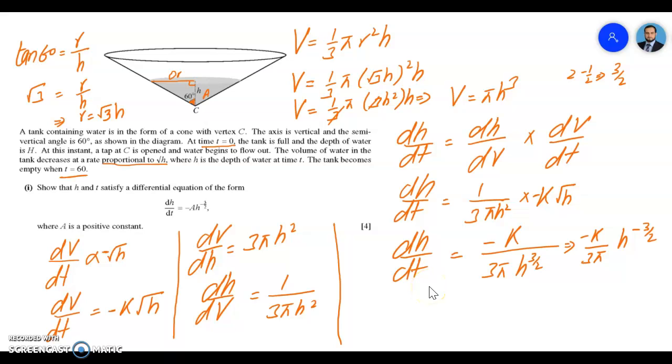From here, it says we should give the answer dh by dt equal to negative a times h to the power of negative 3 by 2. So a is what here? k over 3 pi. So the meaning of this a is k over 3 pi. So we proved that.